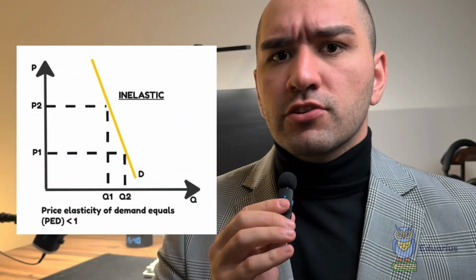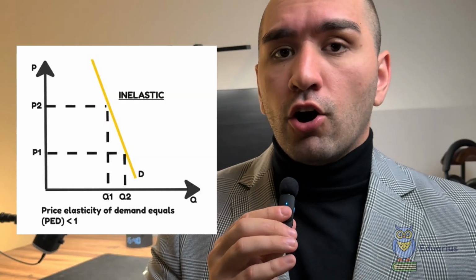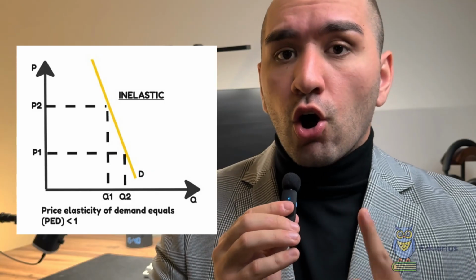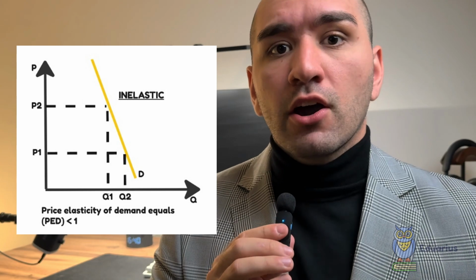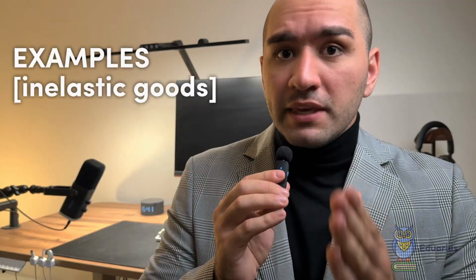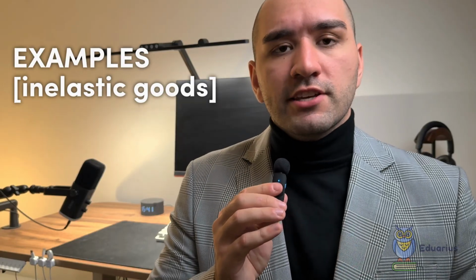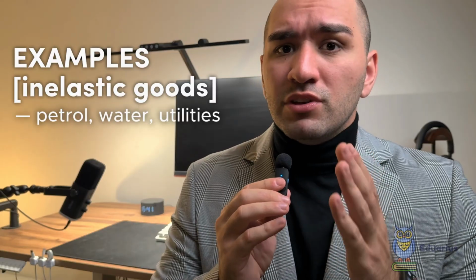If the price elasticity of demand is less than 1, we call it inelastic. On the third graph, we see that even a huge change of the price will not influence the quantity demanded significantly. It means that inelastic goods are not substitutable, such as petrol, water, utilities. They can be unique goods.